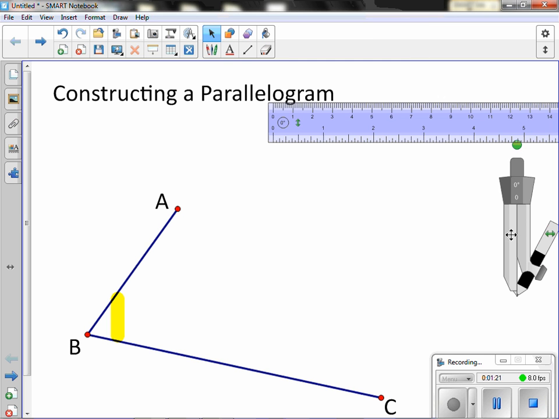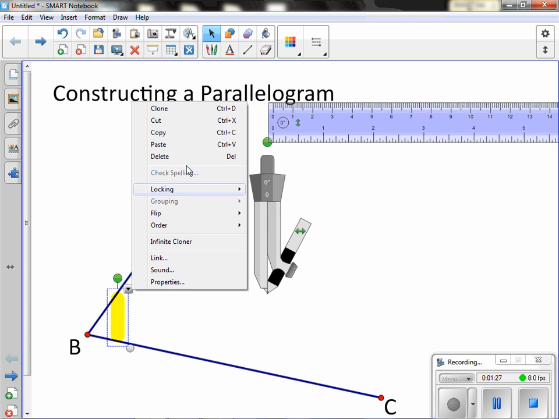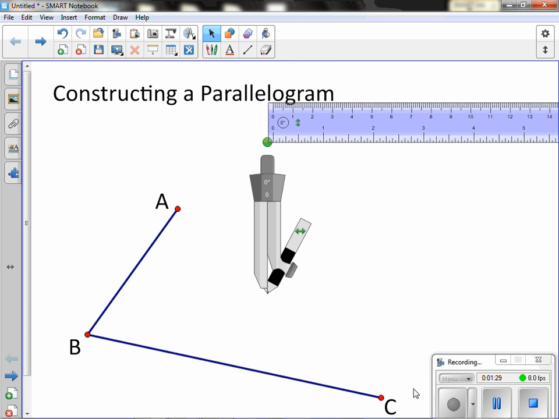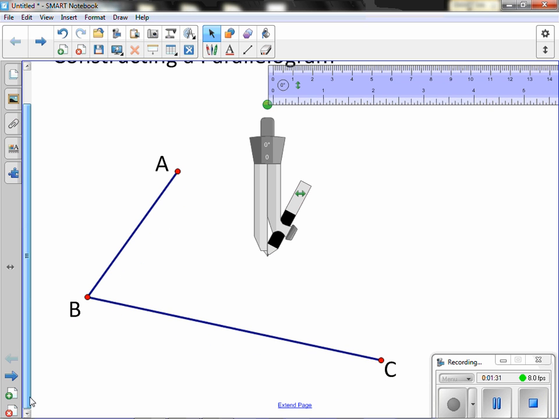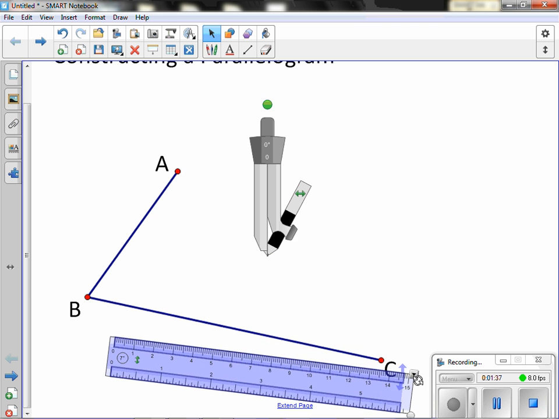So to construct a parallelogram, what we're really doing is copying an angle. And hopefully you remember how to do that. If not, there's a video on copying an angle. But I am going to go through the steps again right here.